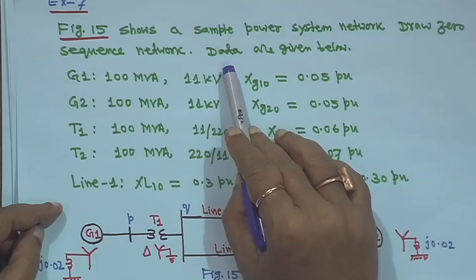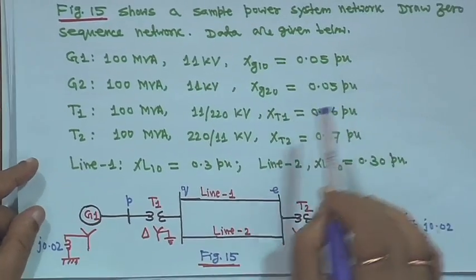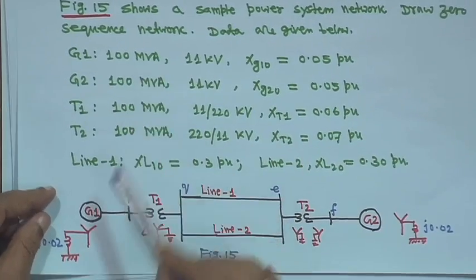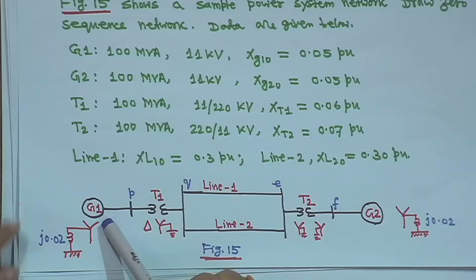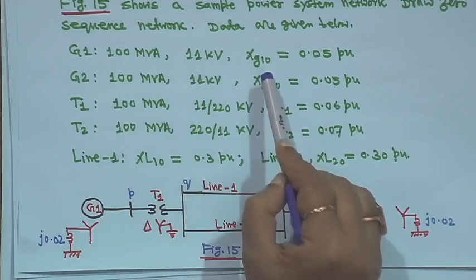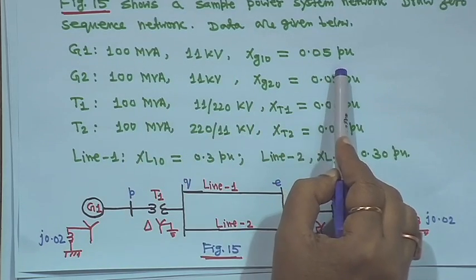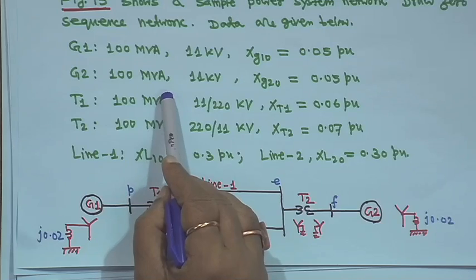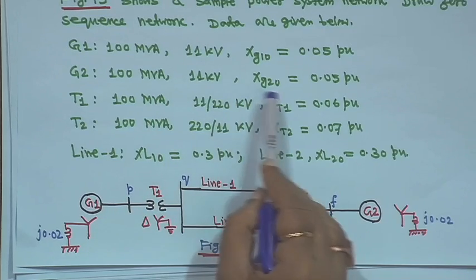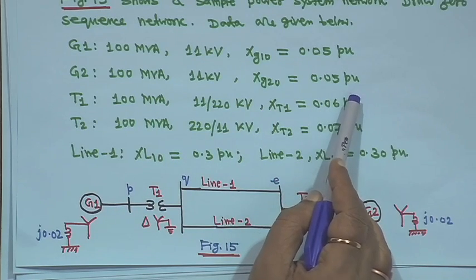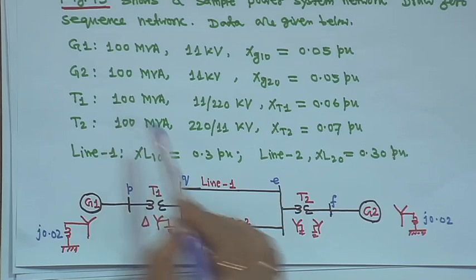You have to draw the zero sequence network. The data are given below. Generator G1, generator 1, is 100 MVA, 11 kV, with XG10 given as 0.05. Generator G2 is 100 MVA, 11 kV, with XG20 equal to 0.05.